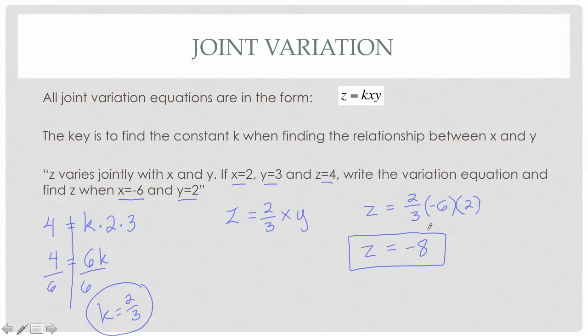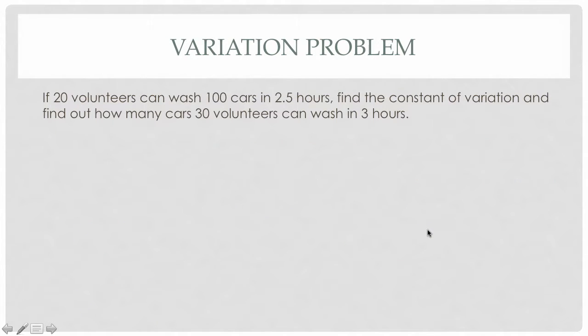Okay, let's do a variation problem. Variation problems often involve looking for those keywords, inverse, direct, or joint, putting things in the right spots, and trying to figure out the relationship. So here we go. 20 volunteers can wash 100 cars in 2.5 hours. Find the constant of variation and find out how many cars 30 volunteers can wash in 3 hours. Now you may think, whoa, where do I get started on this? I have no sense of putting this together.